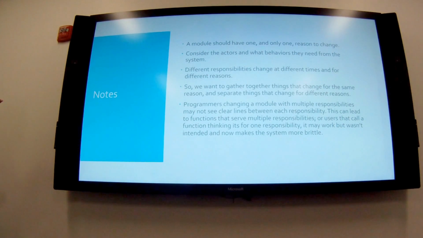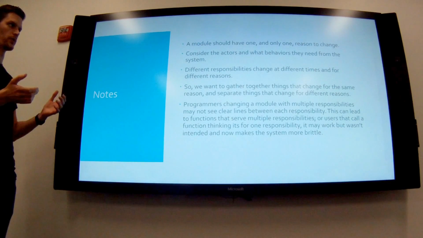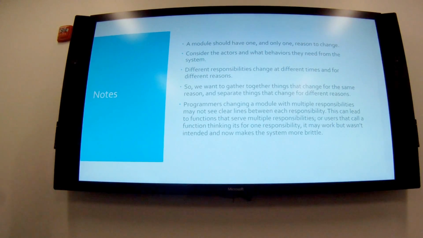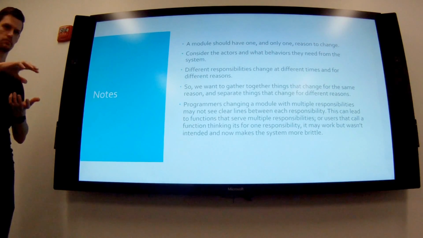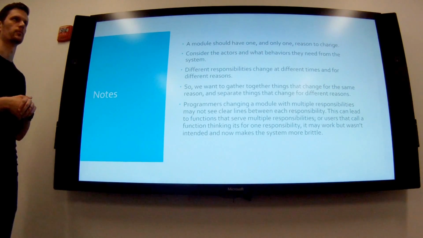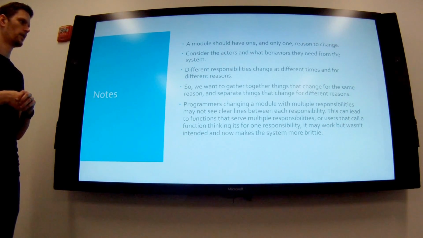Different responsibilities change at different times and for different reasons, so they're not always aligned, and by having multiple responsibilities in there, you have this kind of impedance mismatch of when the class needs to be changed and for what reasons. That can cause some release issues and things like that. So we want to gather the things that change together, and separate the things that change for different reasons. Okay. Gather what changes for the same reason, separate what changes for different reasons.